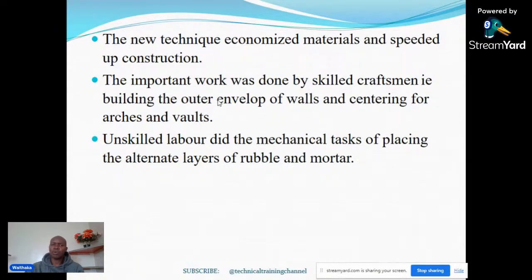And we are saying that the more technical or more skilled work, like the arches, the vaults, their centering, was done by the skilled craftsmen. And then the unskilled labor did the mechanical task of placing alternate layers of rubble and mortar, because that was just now to align the different courses of rubble and then jointing them with mortar. So that is quite a big advancement in technology on the construction work that was brought by the Roman architects, by the Roman designers at that time.